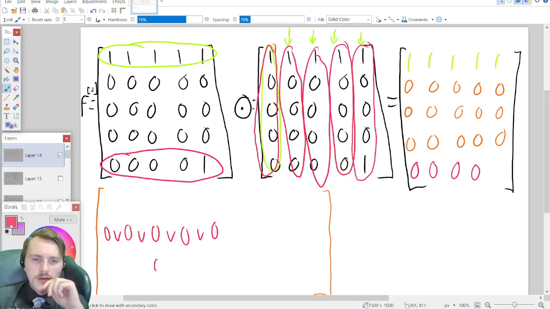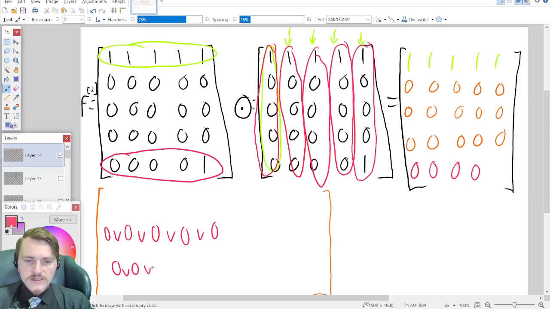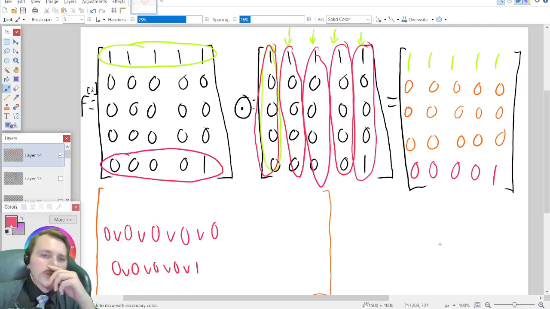0 times 1 is 0. So 0 and 1 is 0. 0 and 0, 0. 0 and 0, 0. 0, 0, 0. 1 and 1 is 1. There's a 1 somewhere here. Our resulting thing is 1. So what have we seen? What have we learned from this?